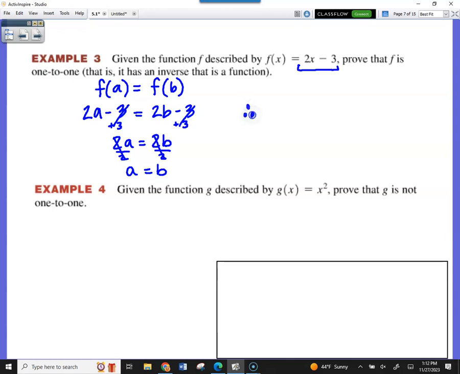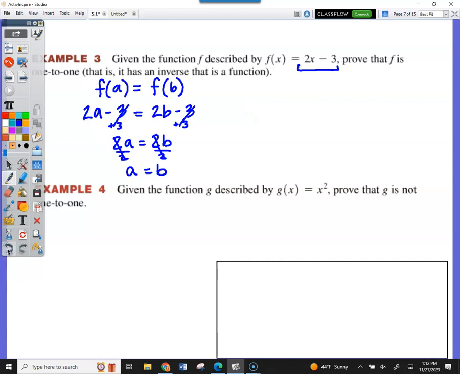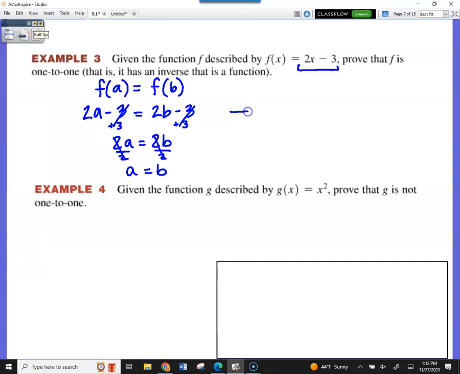Have you ever seen this before? This is shorthand notation for saying like therefore. Sometimes I do an arrow. So if you don't like the 3 dots, you could just do like what I've done before, saying like, all right, I just did all that and now I'm putting my thoughts together. If f of A equals f of B, then A equals B.